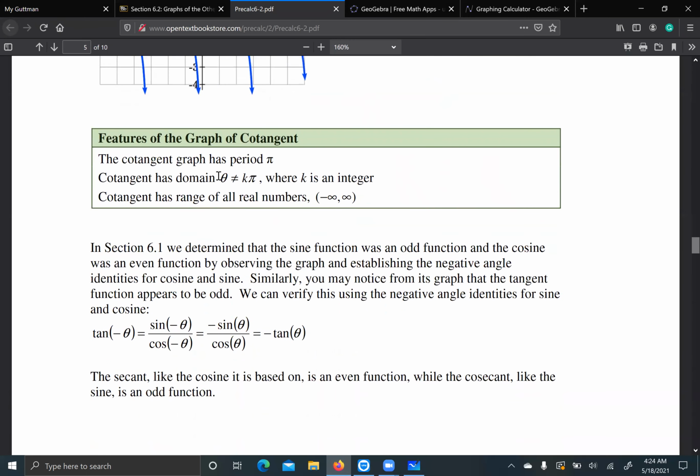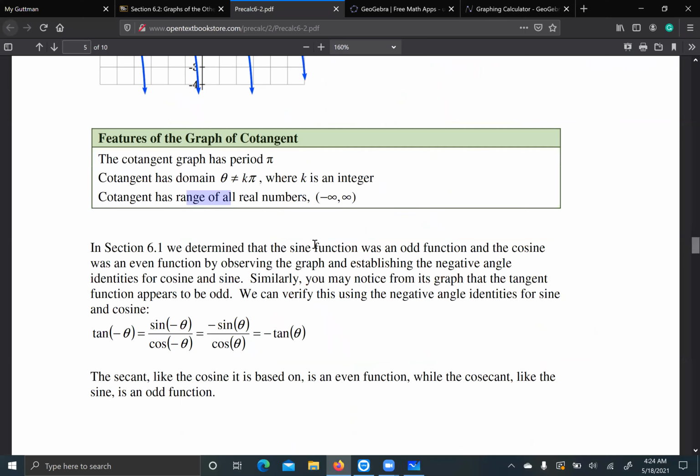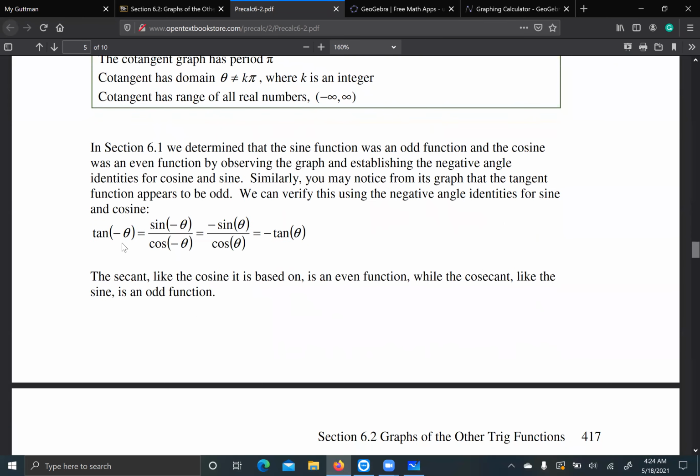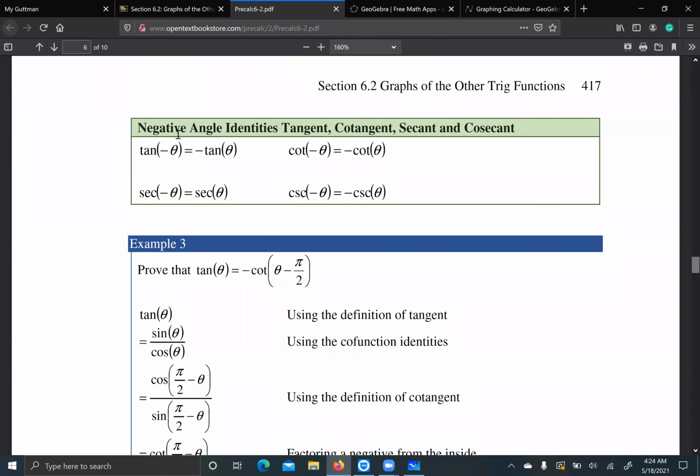So what are the features of cotangent? It has a period of pi. Domain is everything except multiples of pi, such as 0, pi, 2 pi, 3 pi, 4 pi, and also the negative ones. And range is everything. The next point is just about being an odd function.